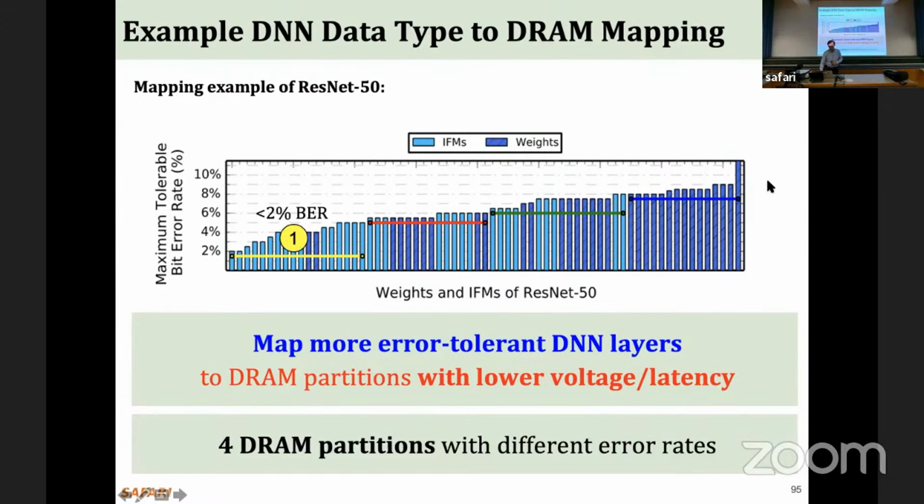For example, these weights in this particular case can tolerate quite high error rates, almost close to 10%. These weights cannot tolerate error rates higher than, let's say, this one cannot tolerate higher than 2%. And you determine this by injecting errors and looking at the accuracy that you get.